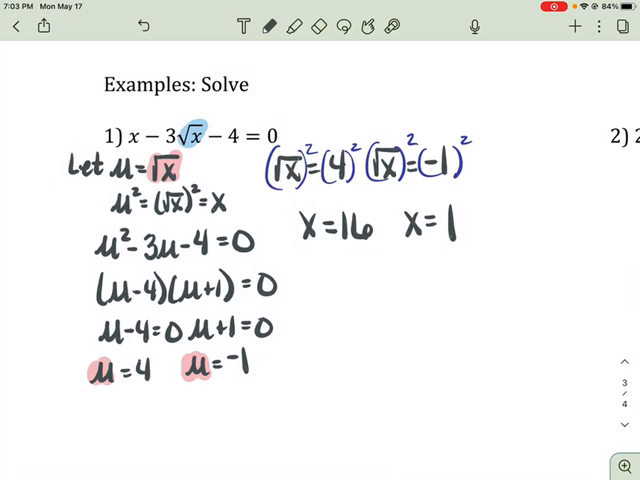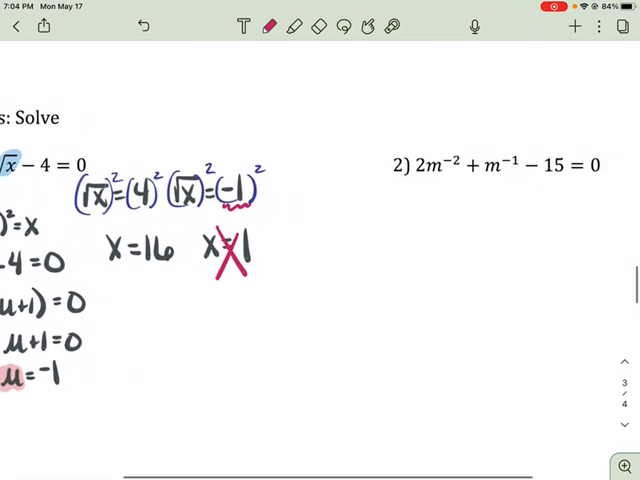Now, we should check this out. So 16 minus 3 times 4. So 16 minus 12 is 4. Minus 4 is 0. 1 minus 3 times 1: 1 minus 3 is -2. -2 minus 4 is -6. Nope, that doesn't work. And the reason why I kind of knew right here is because the square root of x is not going to equal -1. It's not going to equal a negative number. That's why I kind of knew.